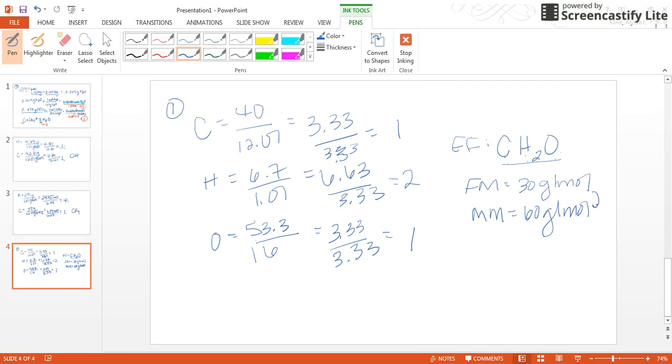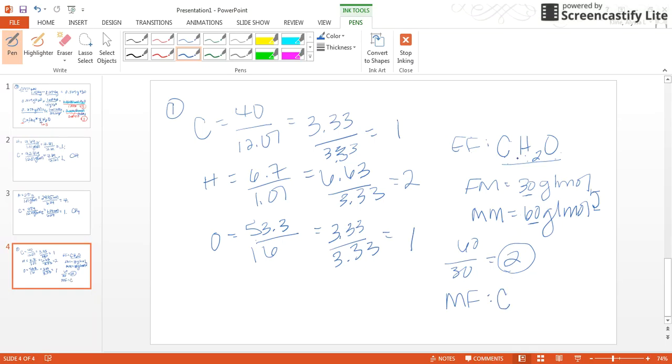If these 2 were to match, we know we'd be good and we can kind of stop there. But since they don't match, we need to figure out what the factor is that we need to multiply the formula by. So 30 and 60, if you take the molar mass, divide it by the formula mass, you will find this factor. Okay, so it's a factor of 2. So that means that the molecular formula is going to be twice the empirical formula. So that means I'm going to multiply all the subscripts by 2.